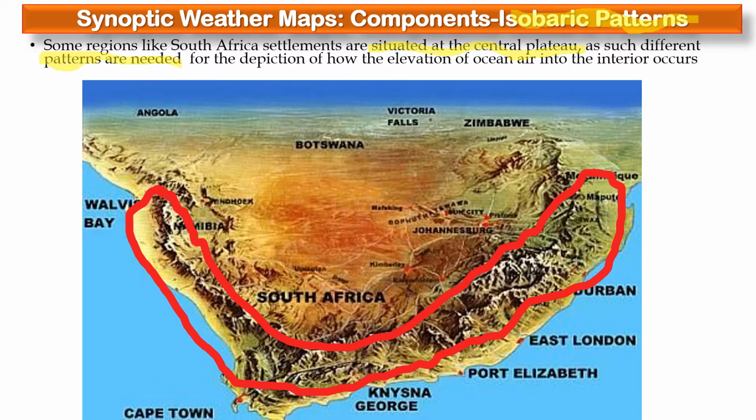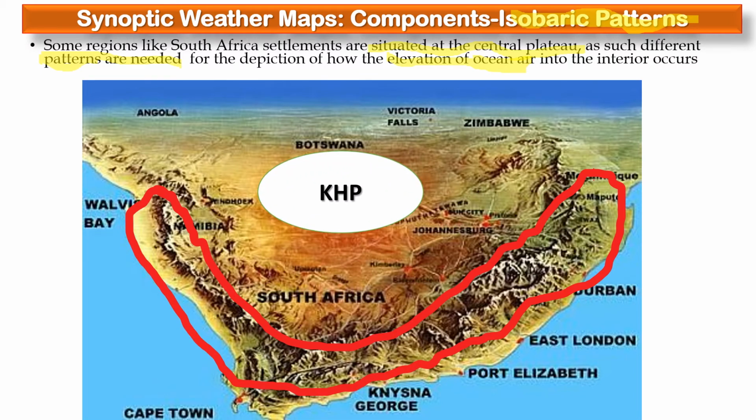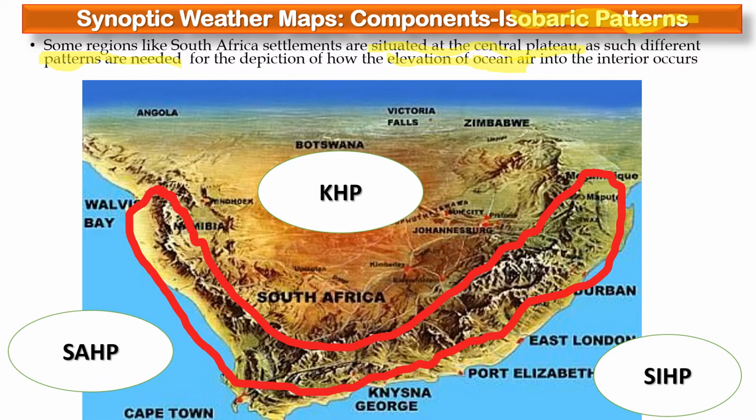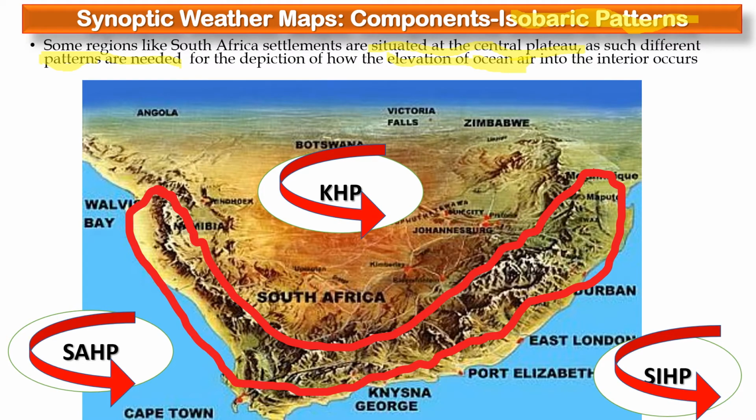And because of that, we need to have isobars representing what will happen to the air and how this air is elevated into the interior by different systems, right? So for starters, you know that at the interior in winter you'll have the Kalahari high pressure. In the Indian Ocean you'll have the South Indian high pressure, and in the South Atlantic Ocean you have the South Atlantic high pressure. Now you know that these circulate in an anti-clockwise direction.